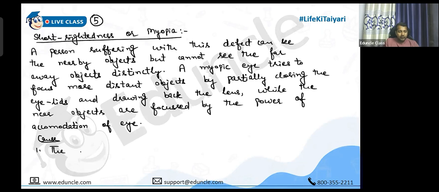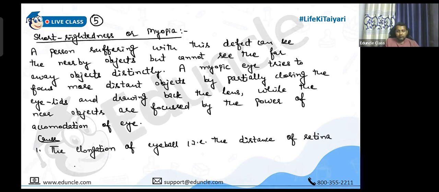The elongation of eyeball. Distance of retina from the eye lens increases. And the second reason is focal length of the lens is small. Power is large, so the image is formed in front of the retina rather than being at the retina. It is in front of the retina.